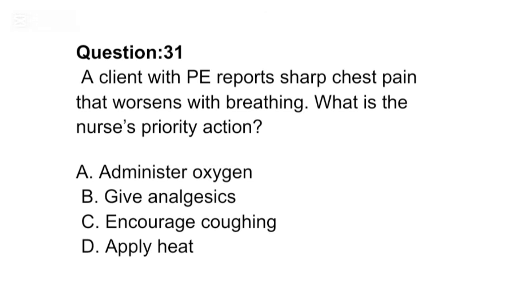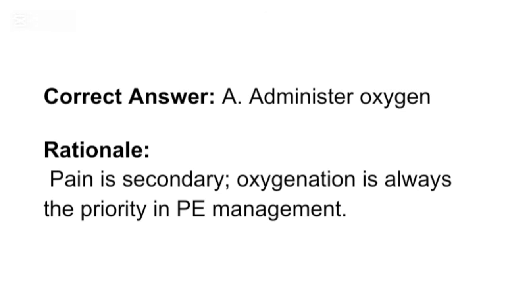Question 31. A client with PE reports sharp chest pain that worsens with breathing. What is the nurse's priority action? A. Administer oxygen. B. Give analgesics. C. Encourage coughing. D. Apply heat. Correct answer, A. Administer oxygen. Rationale. Pain is secondary, oxygenation is always the priority in PE management.